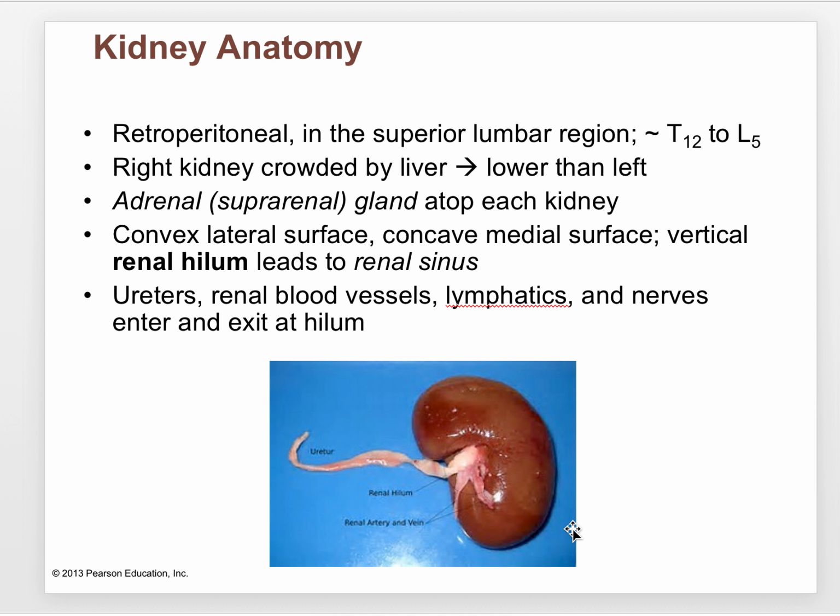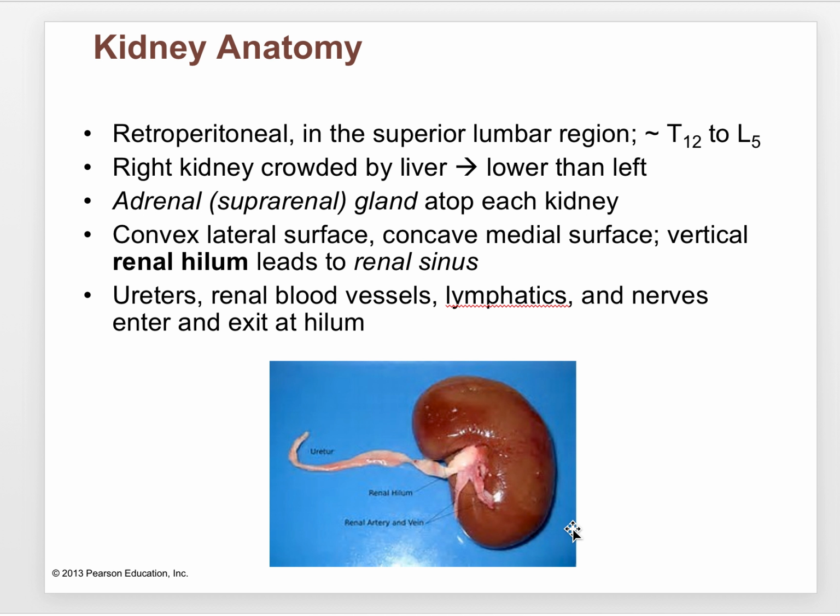The kidney anatomy. The kidney is in the retroperitoneal space. I'll show you a picture of what that is in a little bit, but it's the space under the peritoneum. Remember, peritoneum is the covering of the abdominal cavity. It's a membrane that covers the abdominal cavity. Well, the kidney's retroperitoneal is below that membrane.